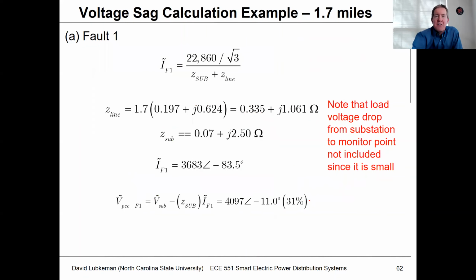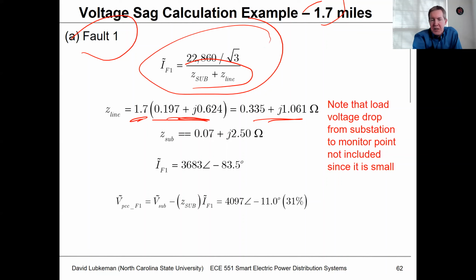So anyway, if I have a fault at that first location, 1.7 miles from the substation, I take the voltage line to neutral, divide by the sum of the substation value plus the line impedance. 1.7 miles out, multiply by this positive sequence value gives me the line impedance. And then when I substitute in, this gives me a fault current of 3,683 amps.